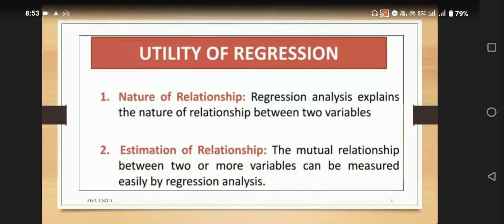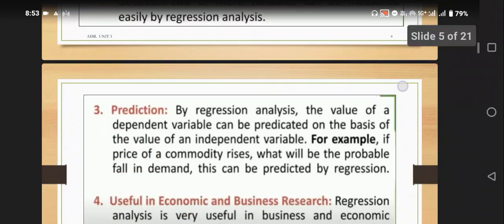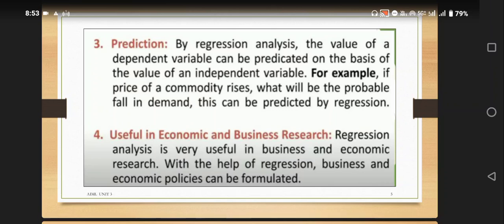Utility of regression. It is represented by nature of relationship. Regression analysis explains the nature of relationship between two variables. Estimation of relationship is nothing but the mutual relationship between two or more variables can be measured easily by regression analysis. What is meant by prediction? By regression analysis, the value of a dependent variable can be predicted on the basis of the value of independent variable. For example, if price of a commodity rises, what will be the probable fall in demand? This can be predicted by regression.